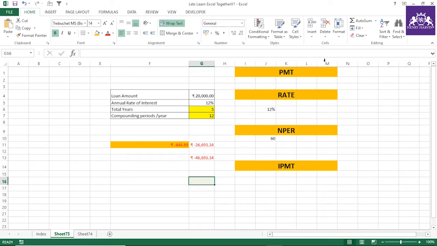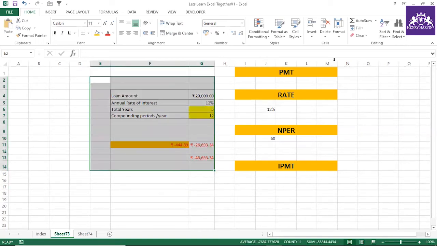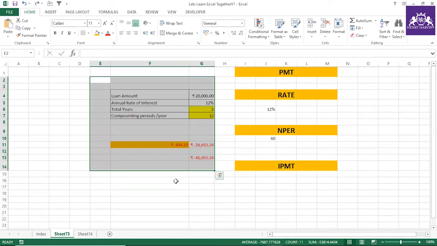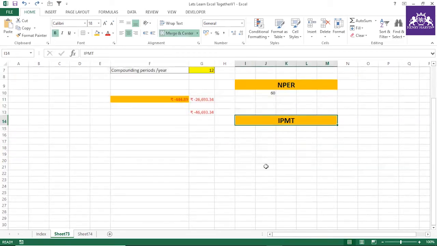How to remove that formatting? If you go to clear all, once you clear all, everything is removed. All right. So if I have to remove everything, you just clear all, everything is gone. But Control Z, everything comes back. All right. So this is how you can do that. IPMT, interest payment. We have to find out the interest.